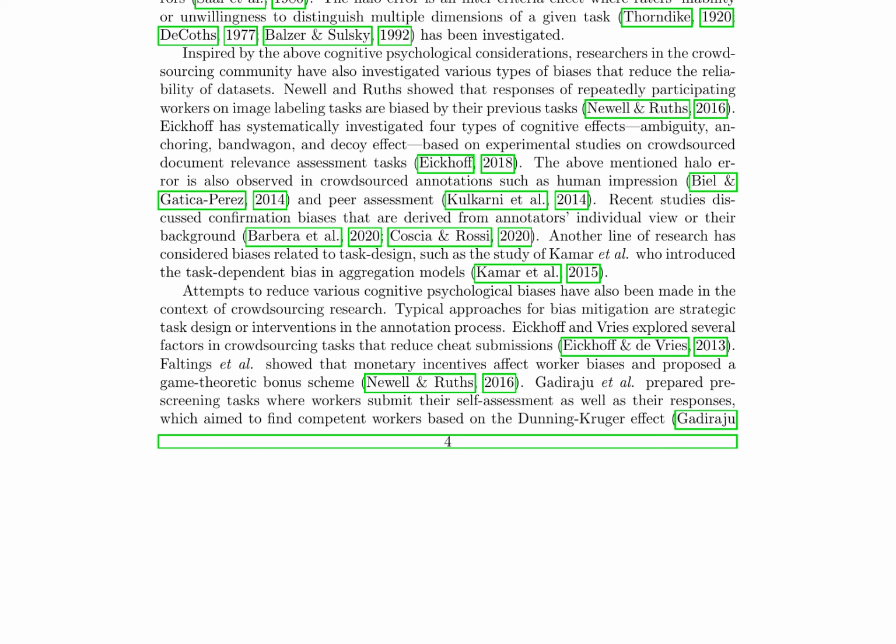Efforts to mitigate these biases include strategic task design and interventions in the annotation process. Factors affecting worker biases, such as monetary incentives, have been studied, and game-theoretic bonus schemes have been proposed. Additionally, pre-screening tasks have been developed to identify competent workers based on the Dunning-Kruger effect. Overall, this page discusses the importance of understanding and addressing various factors influencing the quality of crowdsourced human assessments.